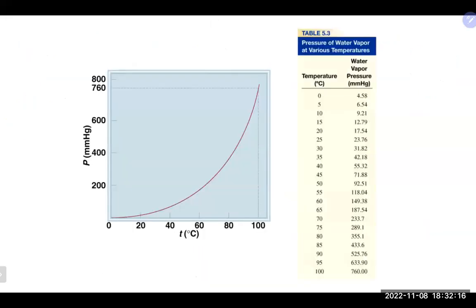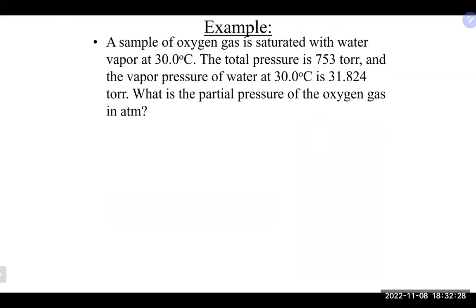All right, so here's an example of a table of water vapor pressure. As your question was there, you can see as the temperature changes, so does the value that you can look up and find. If we look at one here, we have a sample of oxygen gas that's saturated with water vapor at 30 degrees Celsius. The total pressure is 750 torr. The vapor pressure of water at 30 degrees Celsius is 31.824 torr. What is the partial pressure of oxygen?